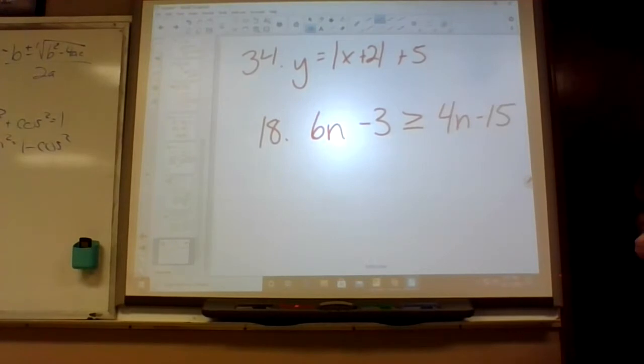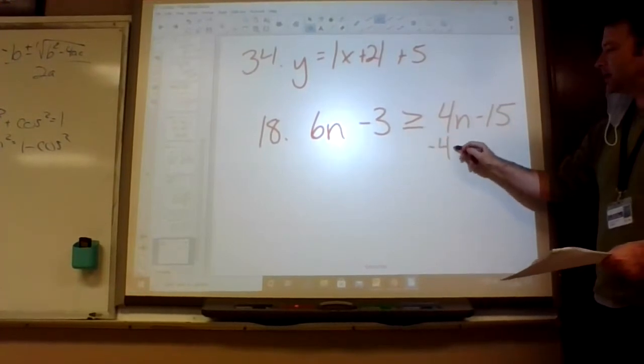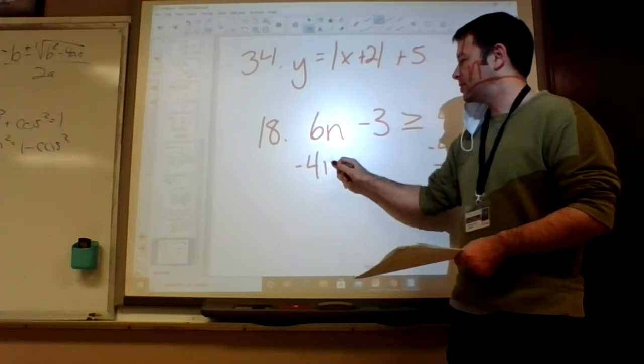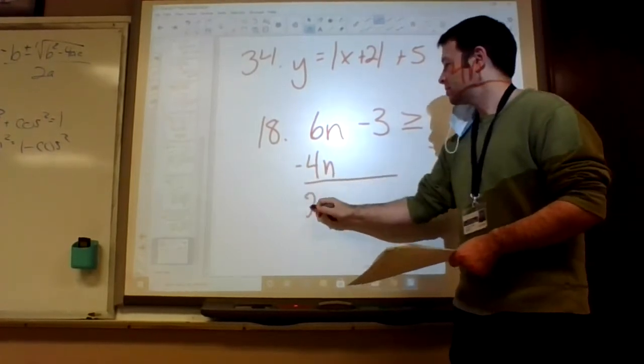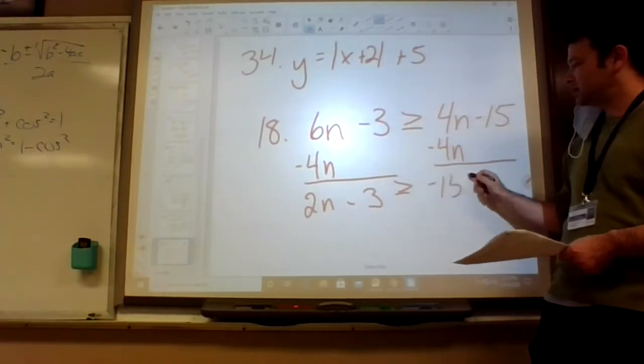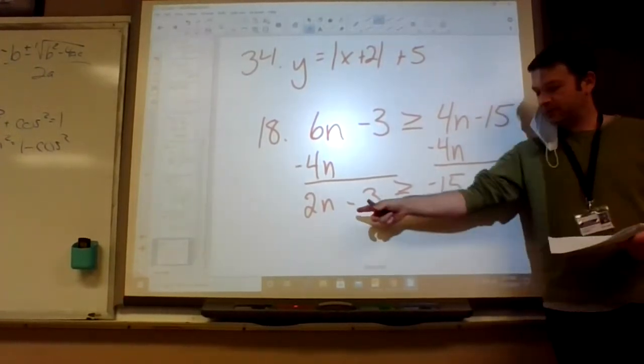How do we solve it when we have n's on both sides? You get rid of one of them. So how do I do that? Minus 4n. Which is then 2n minus 3 is greater than or equal to negative 15. Okay, then it's kind of normal from there, right? Add 3, divide by 2.